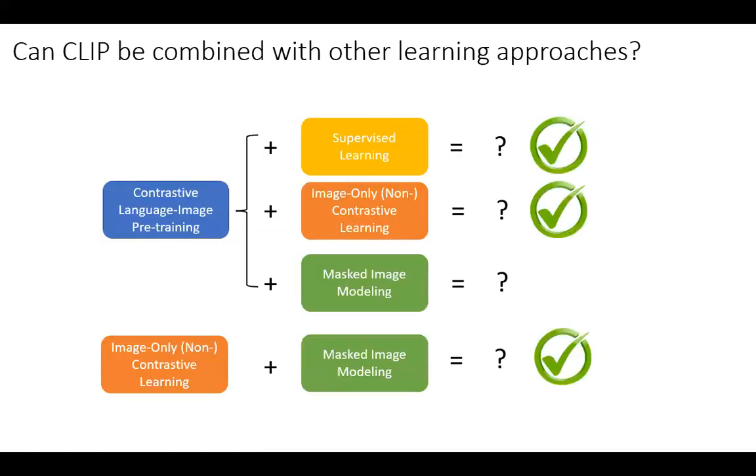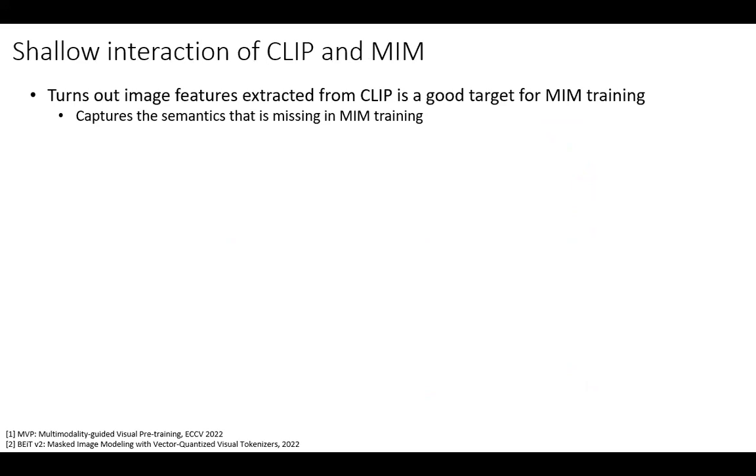Before talking about the combination of CLIP and masked image modeling, we talked about the combination of image-only contrastive learning and masked image modeling. So can CLIP and MIM be combined together? I think there could be two kinds of combination. One is a shallow combination, where you use these two models interactively. It turns out the image feature from CLIP can be a very good target for MIM training, partially because the CLIP feature can capture the semantics that is missing in MIM training.